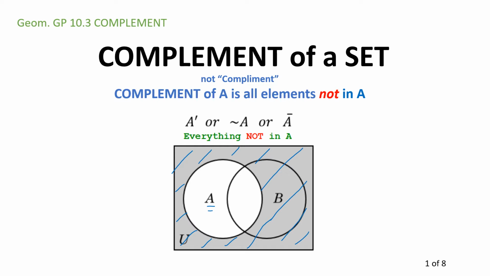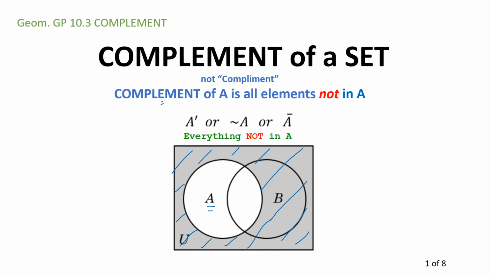By the way, it's not the same as "compliment" with an I, like "you're looking lovely today." A complement is, like I said, easier to think of as a "completement". You have everything in A, and then everything that's not in A completes it or makes a complement.